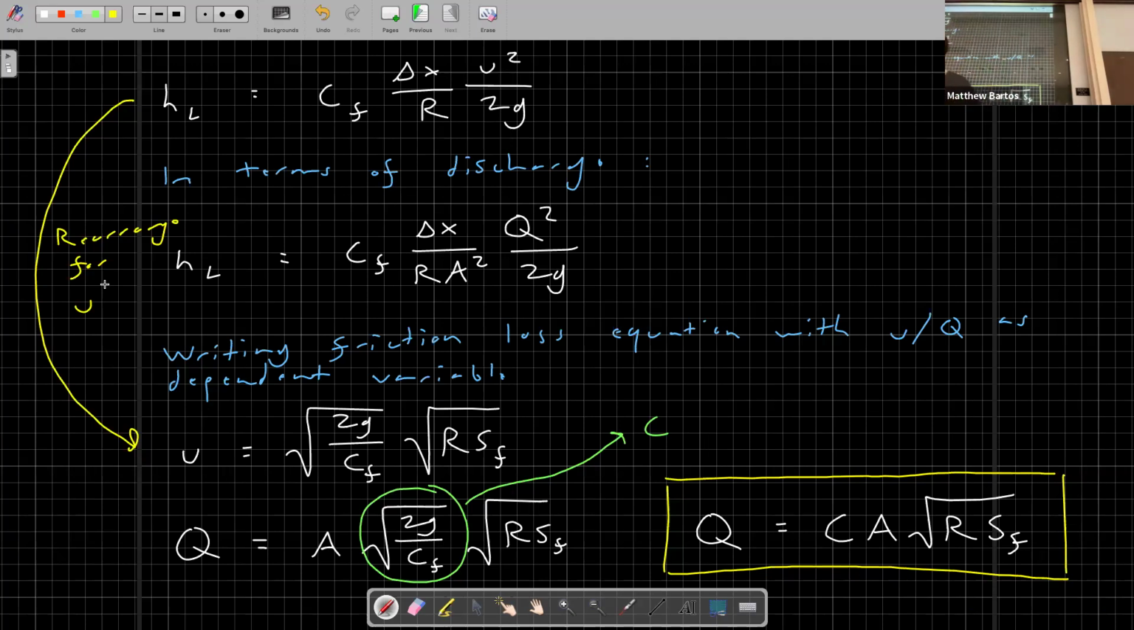Let me get the under the in terms of discharge, did you just multiply by area squared? Yes, so I divided by area squared, because U squared is equal to Q squared divided by A squared. Good questions.